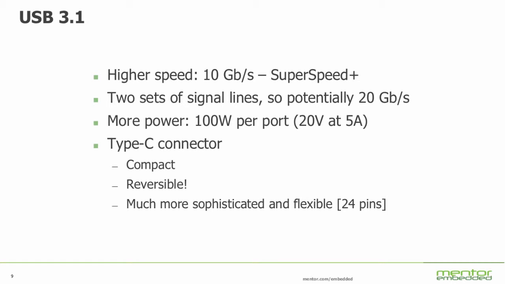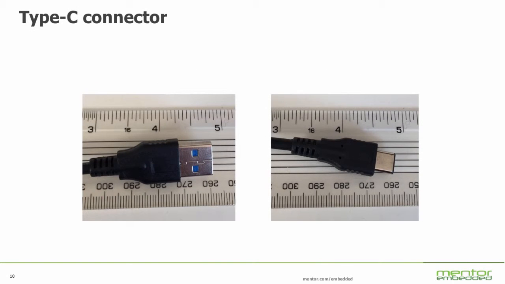The most interesting aspect from the external point of view is the Type-C connector, a new connector for USB 3.1. It's a slightly more compact connector than the standard USB 3. And it's reversible. This is wonderful. It means that you're no more fumbling around to figure out which way round to put the connector. And it's more sophisticated and flexible. Here's a picture of it to give you a feeling for what the USB 3.1 connector, the Type-C connector, looks like compared with the conventional USB connector.